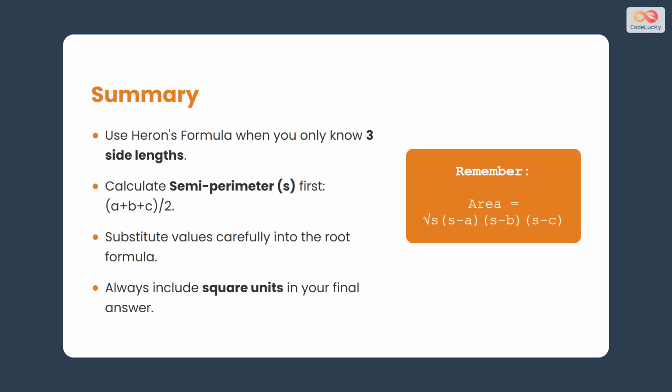To wrap up, remember that Heron's formula is your go-to tool when you don't know the height of a triangle. Just find the semiperimeter first, then plug it into the square root equation. And always remember to write your final answer in square units.